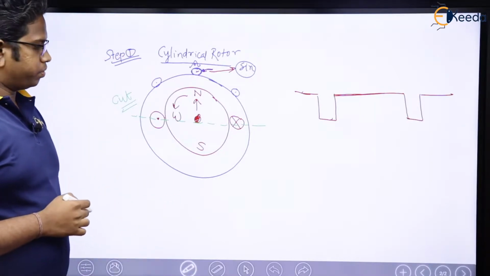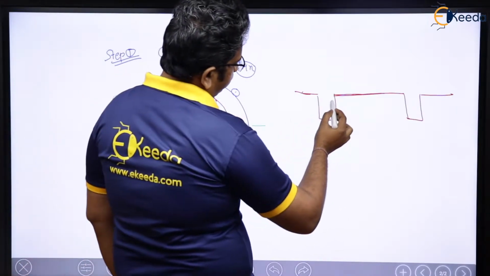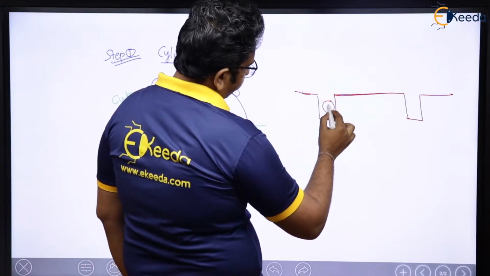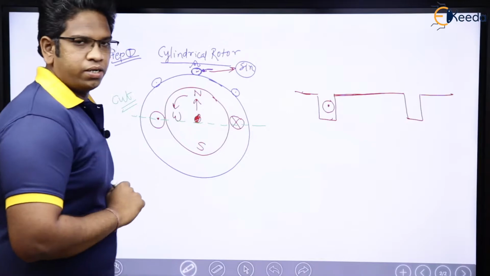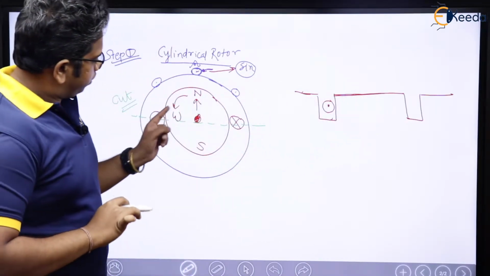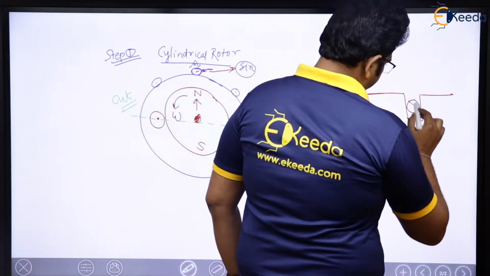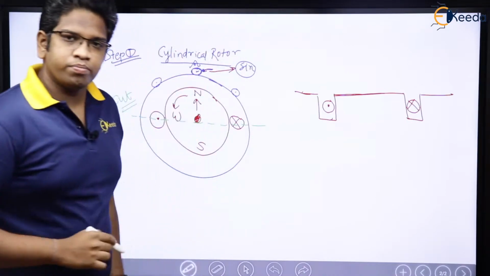Is it right? Now, see here. Here we have this conductor which is having a dot. Whatever is happening here is in space, right? Here we have a dot conductor and here we have a cross conductor, right?